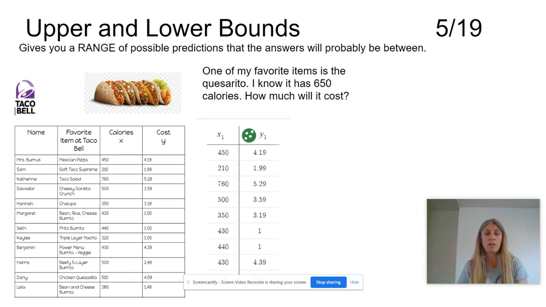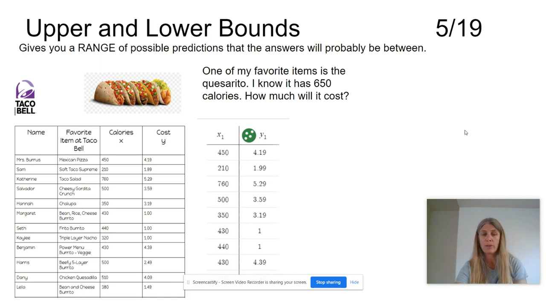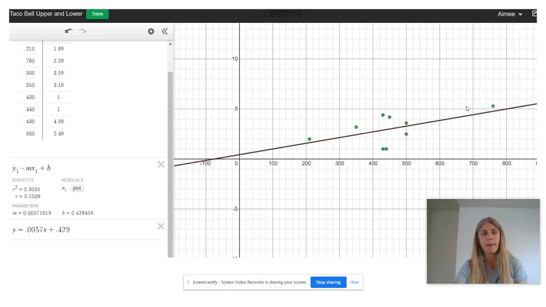So the very first thing you're going to do is make a table of values where your X in this case is going to be the number of calories in a Taco Bell item, and the cost is going to be your Y value. We're going to plug these into Desmos, and from there, we're going to type in the line of best fit equation, which is right here, y1 tilde mx1 plus b. Now that's going to give you the slope of your line of best fit and your y-intercept.